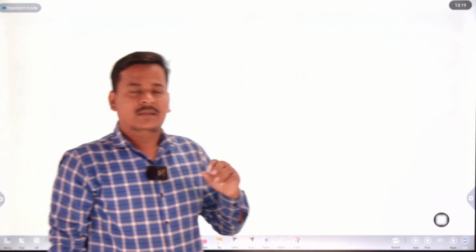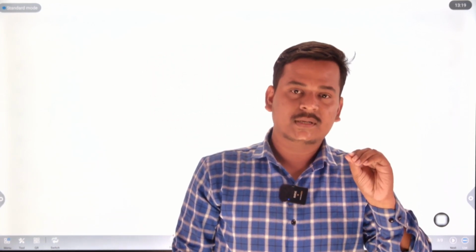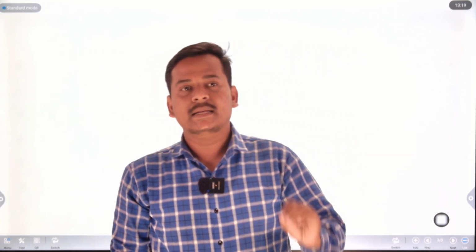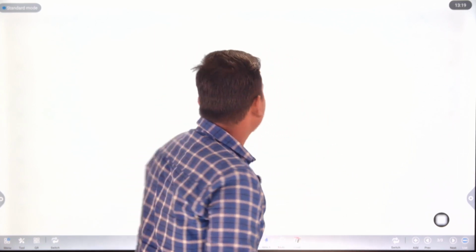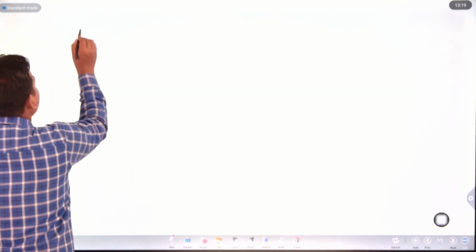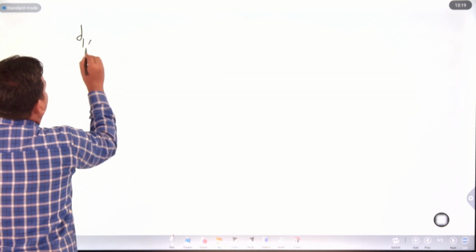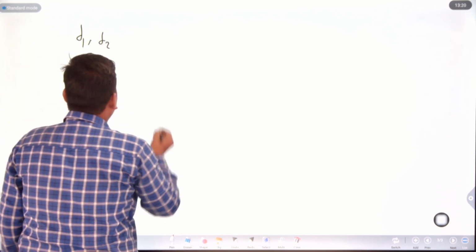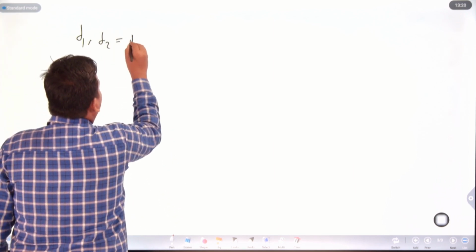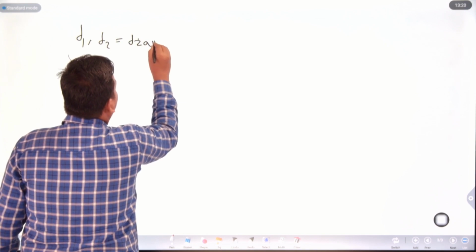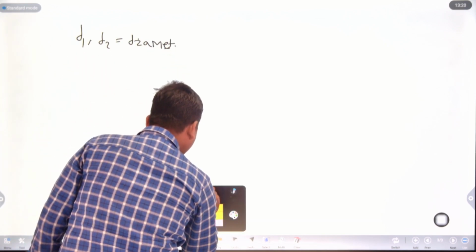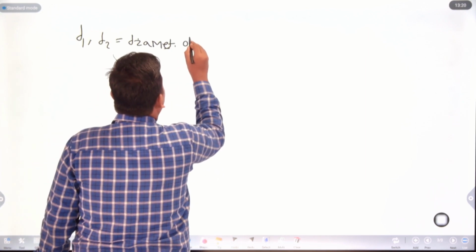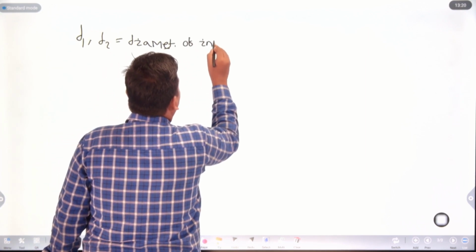First, we already know what a venturimeter is. A venturimeter is a flow measuring instrument. It is an application of Bernoulli's theorem. Okay, let's start the derivation. In the previous diagram, D1, D2 are the diameters of inlet and throat.